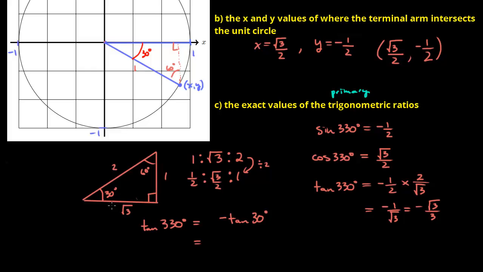And now I can just use the 30, 60, 90 triangle to figure out what tan of 330 is. Because I know what tan of 30 degrees is if I use my 30, 60, 90 triangle. Tan of 30 degrees is 1 over root 3. So the tan of 330 is minus 1 over root 3, which is equal to, as we've shown here, minus root 3 over 3 if you rationalize the denominator. We're going to look at more examples like this in future lessons.